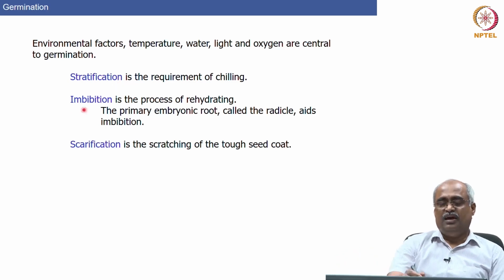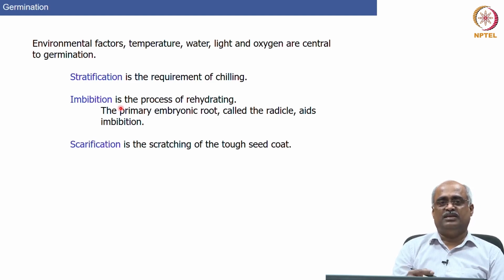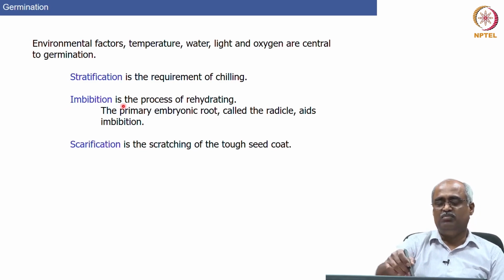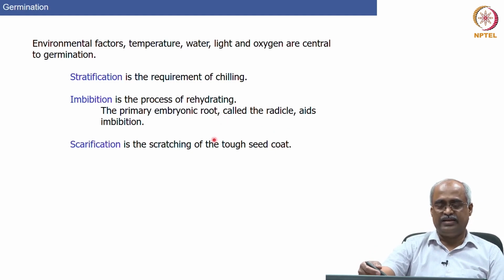Okay. And second, there should be enough water. Remember, in dormancy the seed lost a lot of water, it desiccated. Now for the embryo to grow up, it has to take up water, and that process we call imbibition. And imbibition is facilitated by the embryonic root called the radicle. So once the radicle forms, it helps in taking up water, and the embryo gets rehydrated, and then it is ready to activate metabolism and to move on with the development.